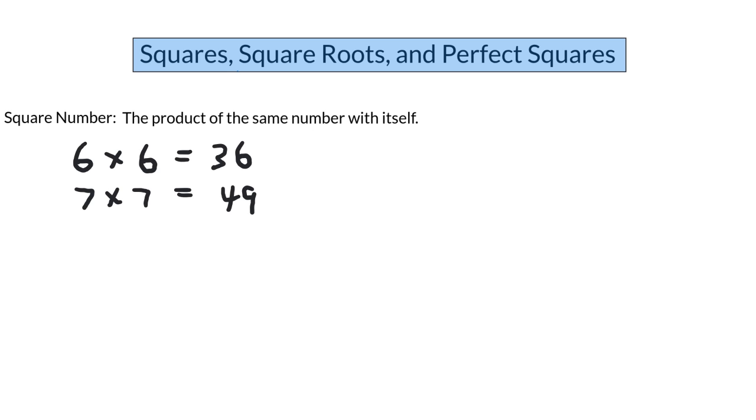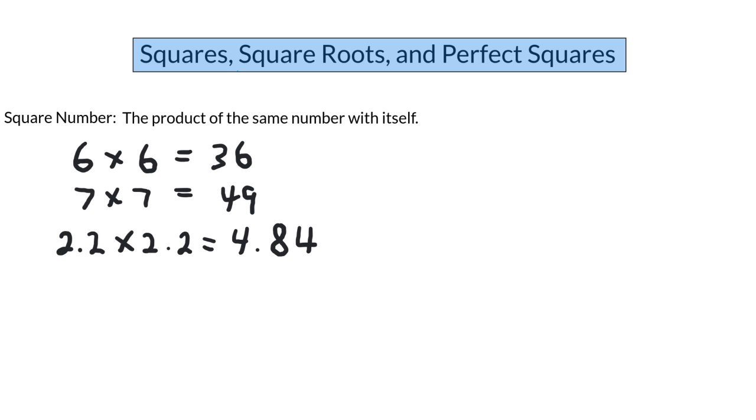We don't have to pick only whole numbers. We can also pick decimals, such as 2.2 times 2.2, and we get an answer of 4.84. 4.84 is a square number because it's the product of a number multiplied by itself.